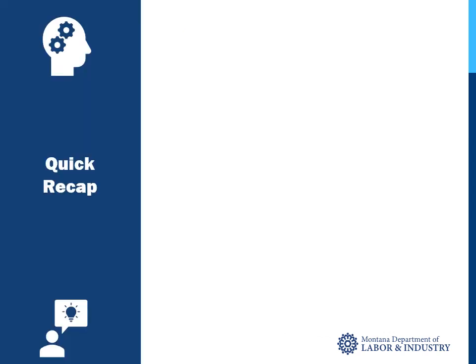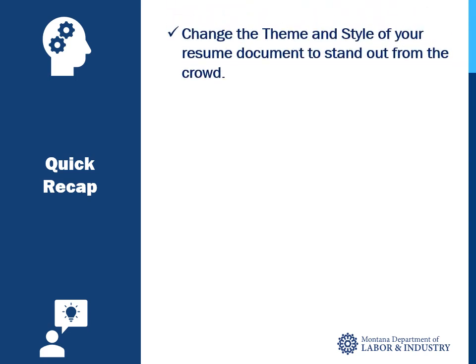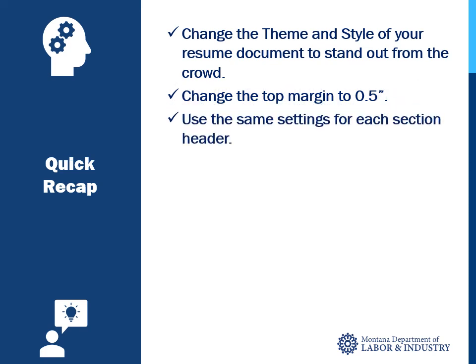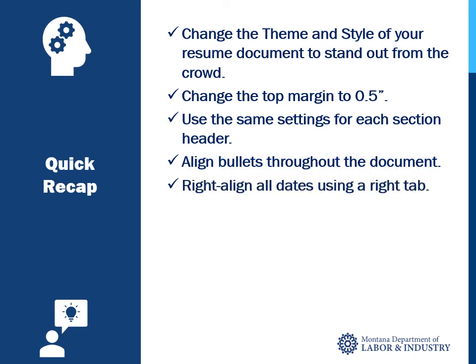And let's just go through a quick recap of what we've learned in this training. Start your Word document by changing the theme and the style of your resume document so that it stands out from the rest of the resumes that employers are receiving. Change your top margin to 1/2 inch. Use the same settings for each section header so that they all match and look great. Align your bullets throughout the document. You want to make sure that those are all lined up from one page to the next, from one section to the next. Align all dates and make sure that you're using the right tab option.